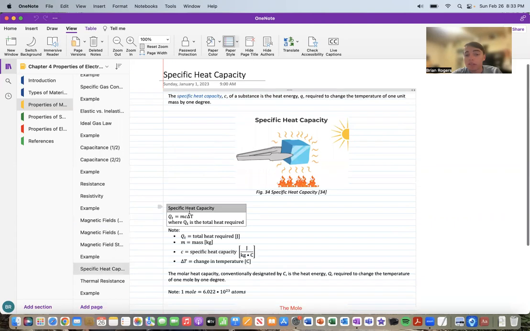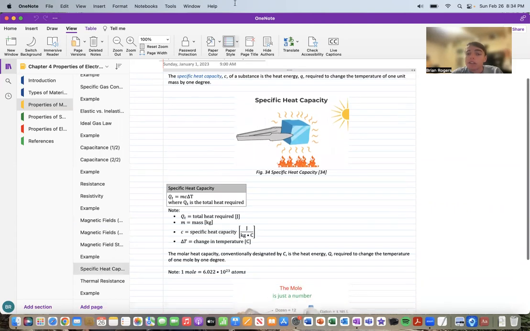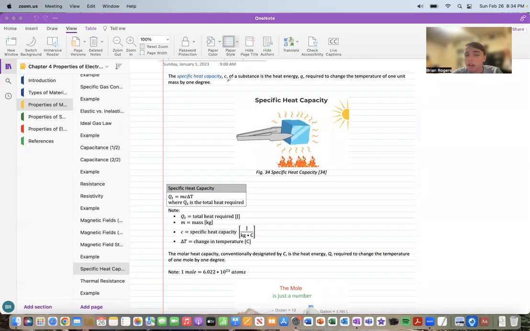And then we have the specific heat capacity, which is given here. It's the amount of heat energy, Q, which refers to the heat energy, required to change the temperature of 1 unit mass by 1 degree. And so notice here we have a change in temperature. Here we have our mass. And here we have our specific heat capacity and our total heat required.